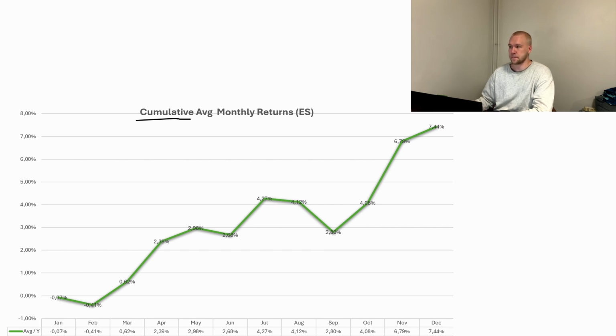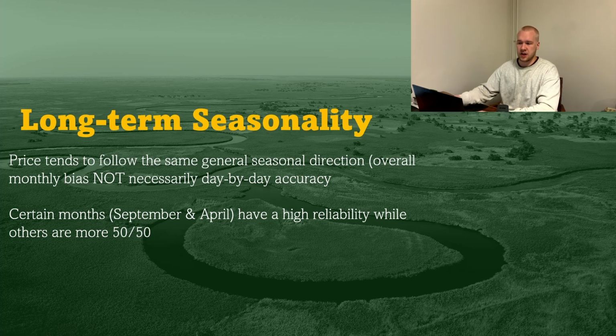Now, as you just saw from that graph, we can clearly say that price tends to follow the same general seasonal direction. However, this doesn't necessarily translate to day-by-day accuracy. So when you are utilizing this information in your trading, this should be used as a monthly bias, but not so much intraday. And certain months like September and April have a very high reliability, while others are closer to 50-50. And this is also very important to keep in mind, depending on which month you are in.